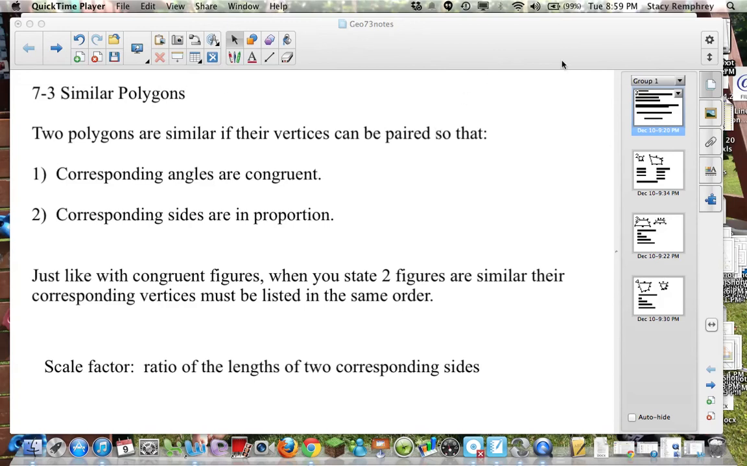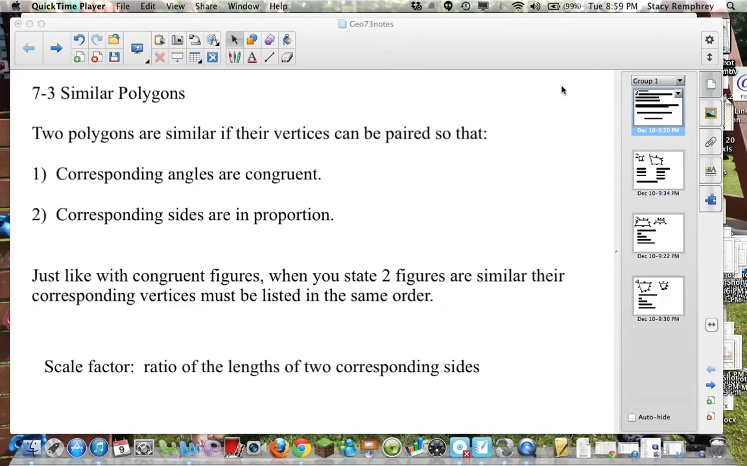Okay, this is the recording for 7-3. So we've talked about ratios, we've talked about proportions. Now we're going to talk about similar polygons.